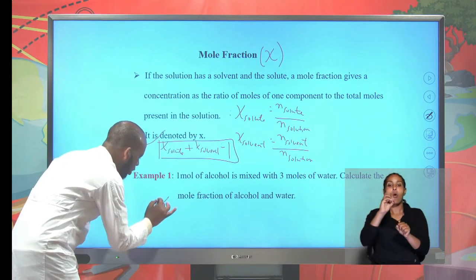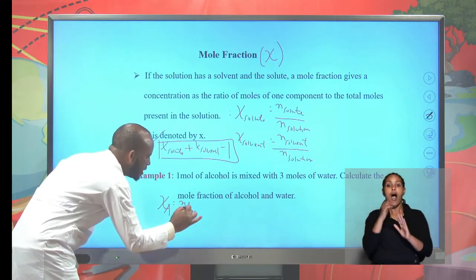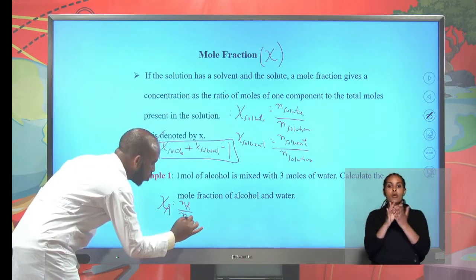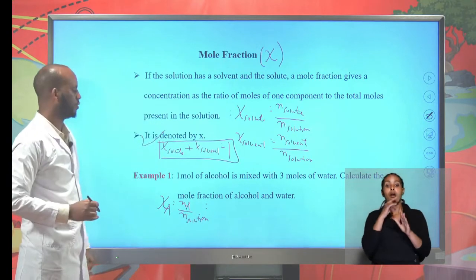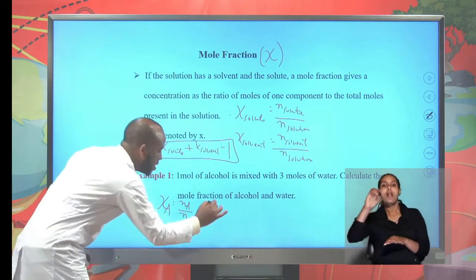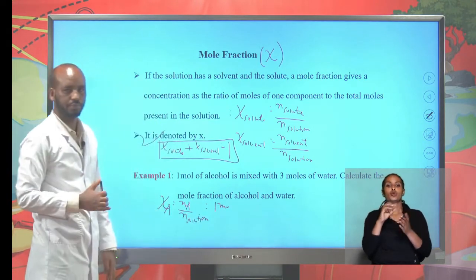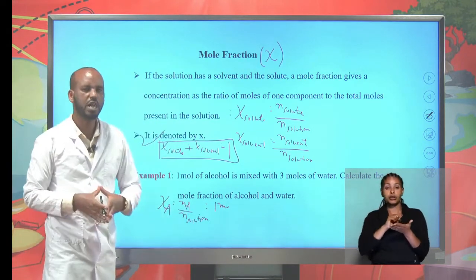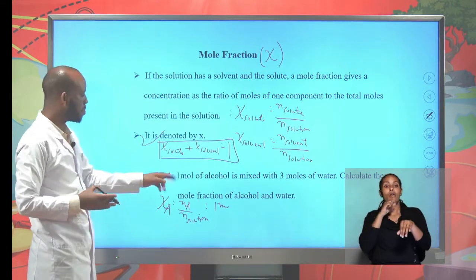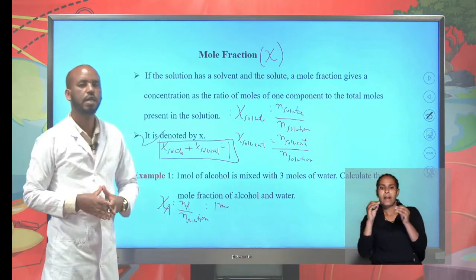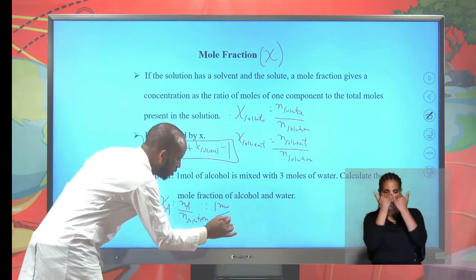Mole fraction of the solute, mole fraction of alcohol, equals number of moles of alcohol divided by number of moles of solution. Number of moles of alcohol is 1 mole, divided by number of moles of solution. Number of moles of solution is number of moles of solute plus number of moles of solvent, which is 1 mole plus 3 moles, 4 moles. So 1 mole divided by 4 moles.